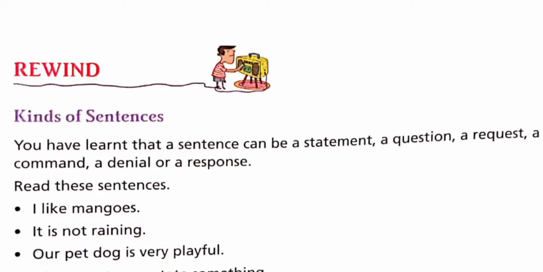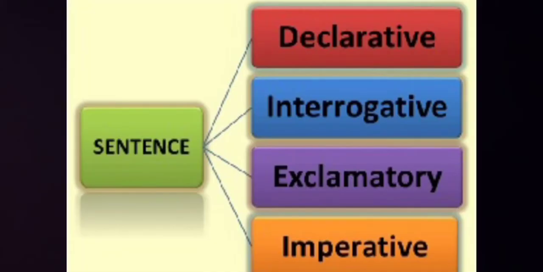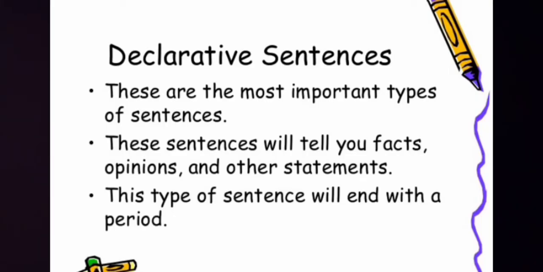Now, we shall move to kinds of sentences. You have learned that a sentence can be a statement, a question, a request, a command, a denial, or a response. There are four kinds of sentence: declarative sentence, interrogative sentence, imperative sentence, and exclamatory sentence. Now we can see what a declarative sentence is.